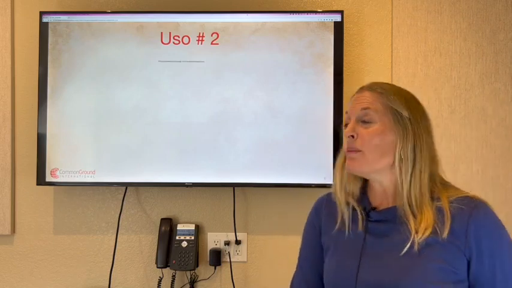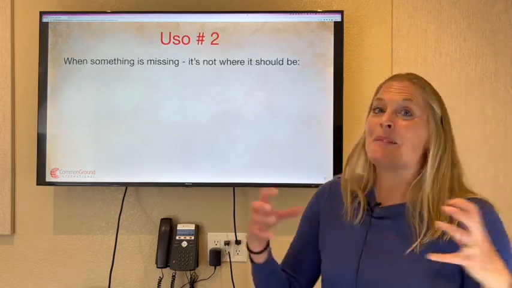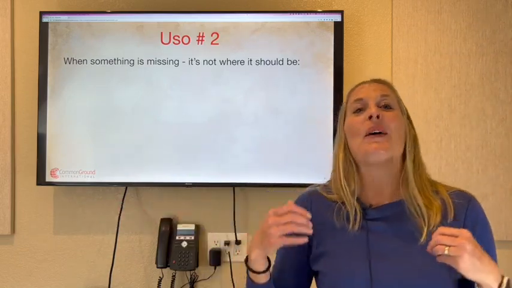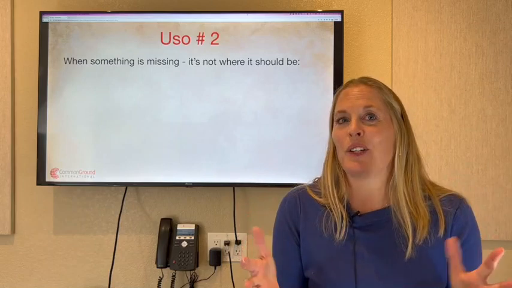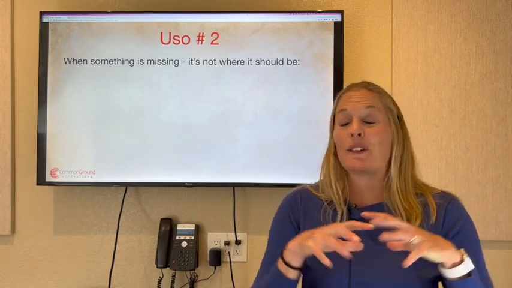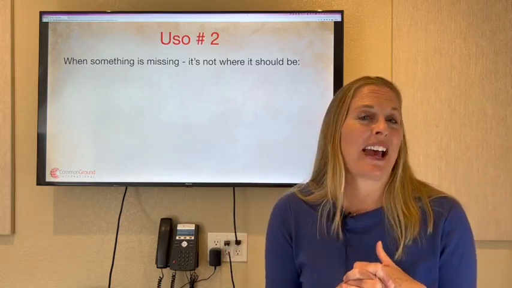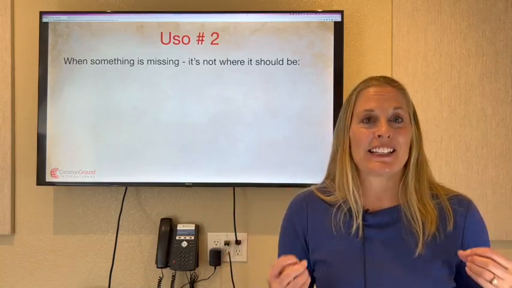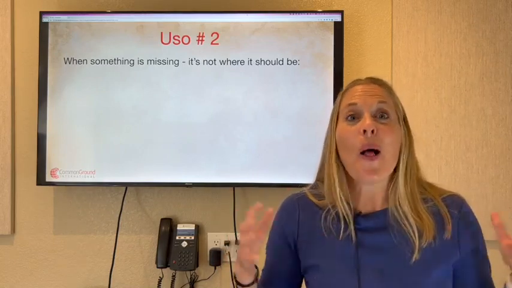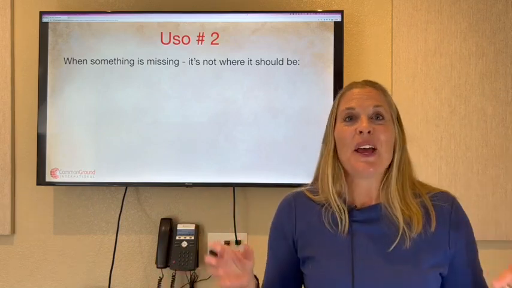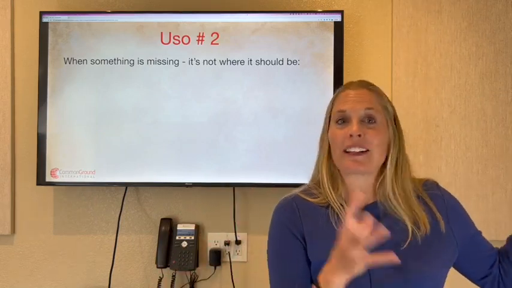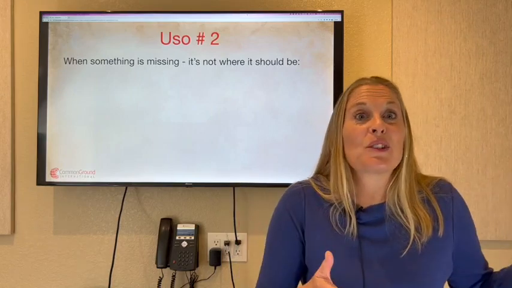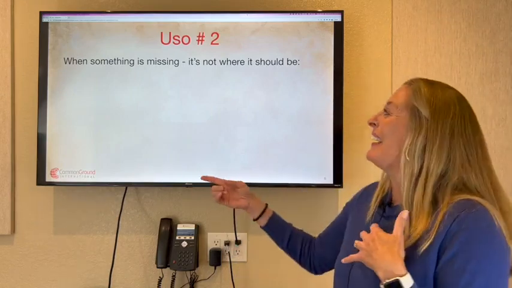Uso número dos, when something is missing, it's not where it should be. Okay, so just a quick little story for you. I have a dog, nuestra familia, se llama Luna. She is preciosa, but she constantly moves our shoes all around the house. So our shoes should belong in our closet or in the mudroom. So when my kids and I and my husband, we'll go and look for the shoes, they're not where they're supposed to be. Okay, they're missing.